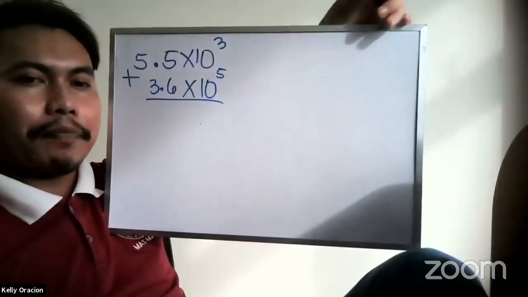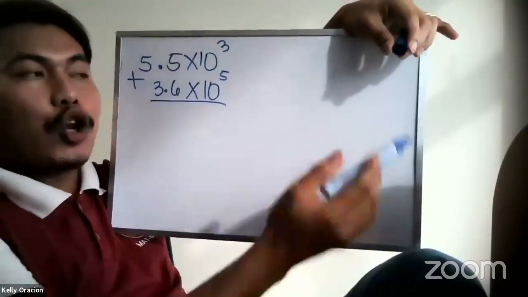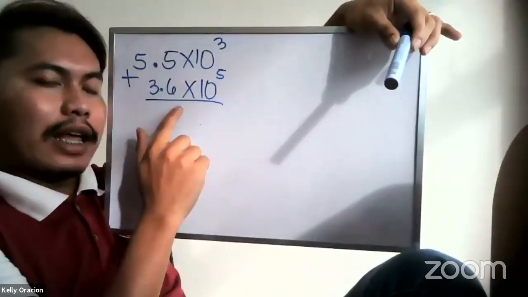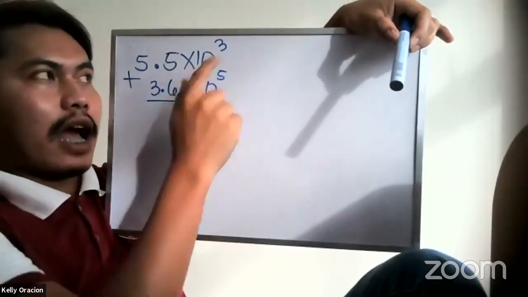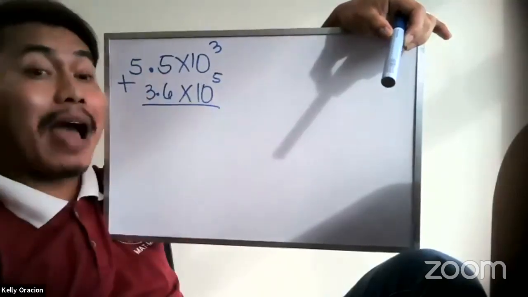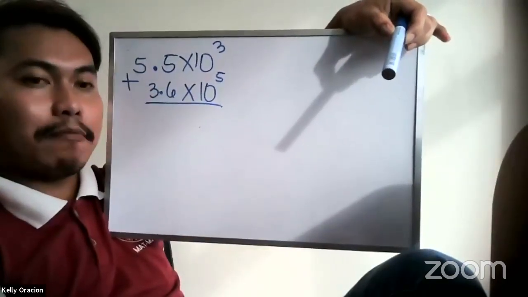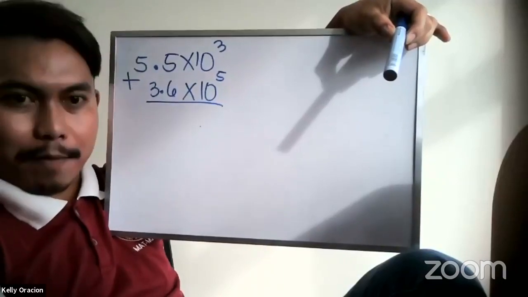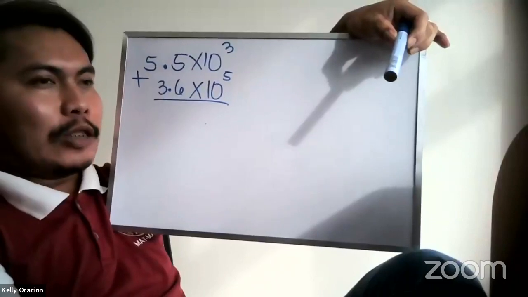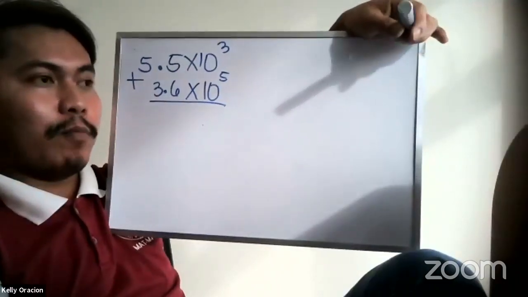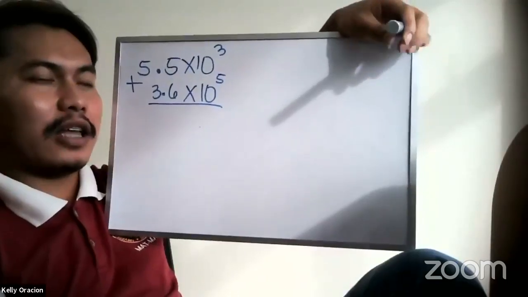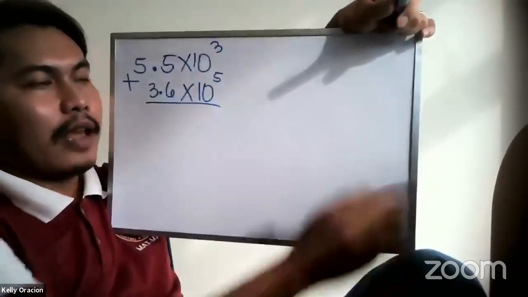I-add mo daw siya. Pero ang tanong, pwede ba siya ma-add? No. You cannot add this one directly, because ang exponent ng isa is 3, ang exponent ng isa is 5. Hindi siya pwede ma-add. Unlike sa ating previous example, the exponent is the same. For in our case dito, the exponent is hindi the same. So I will teach you yung mas madali lang na way, kasi itong way na to is wala nang additional, diretso na.